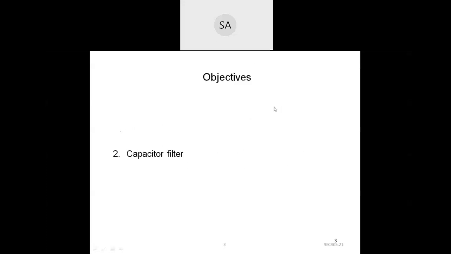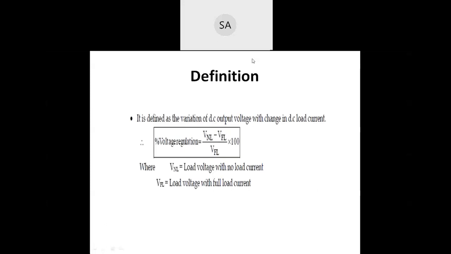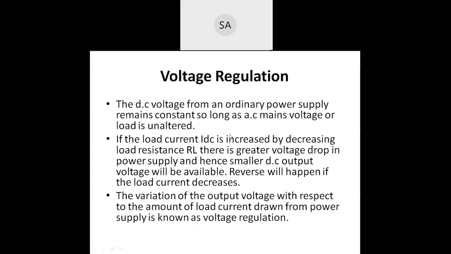So let us discuss today's lecture. On completion of this period, you would be able to know regulators and capacitor filters. So what are regulators? For that we have to define voltage regulation. So what is voltage regulation?